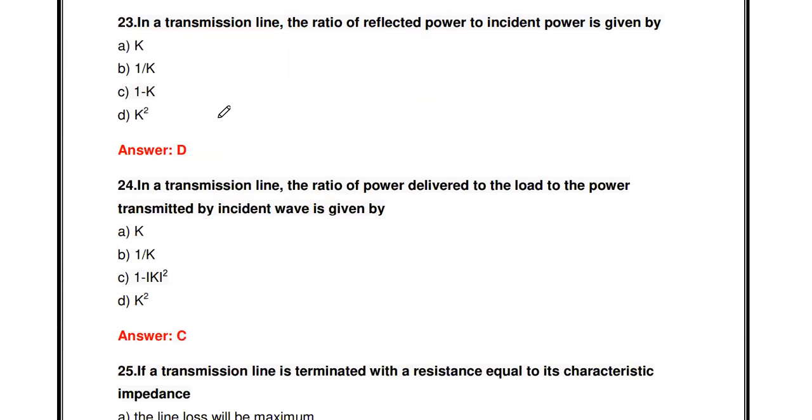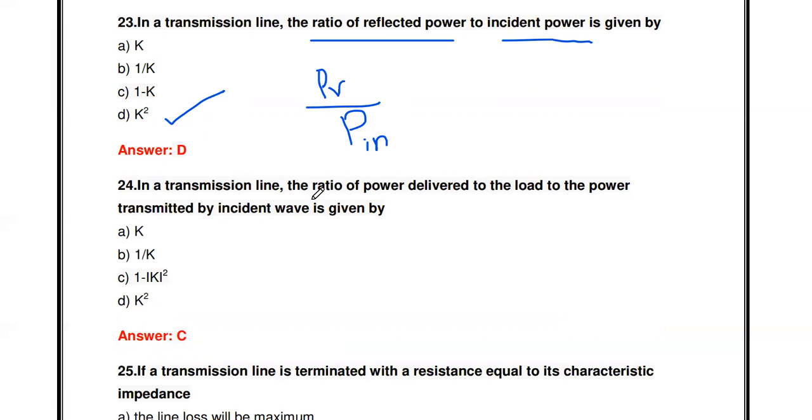Then the next one, in a transmission line, the ratio of reflected power to the incident power is given by dash. Reflected power PR divided by P incident. What is the ratio PR divided by P incident? That ratio is equal to K squared. It is the square of the reflection coefficient.